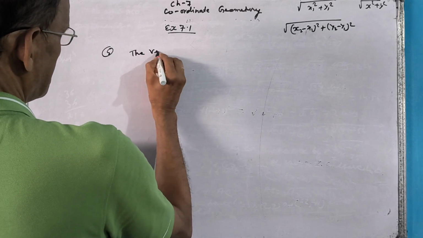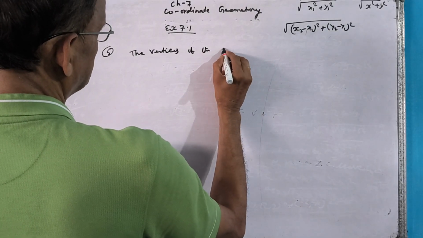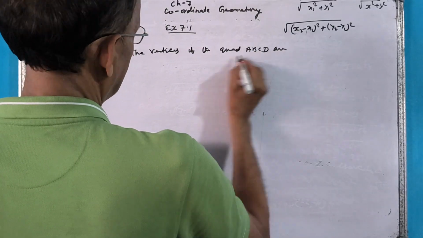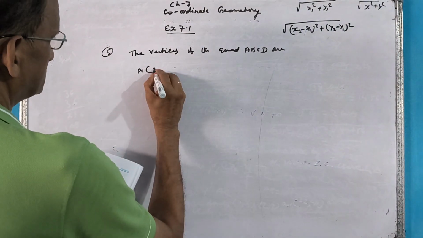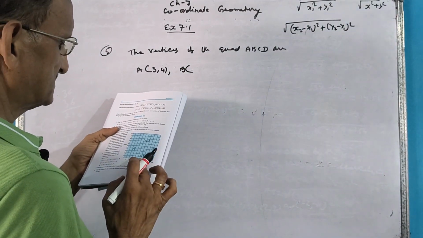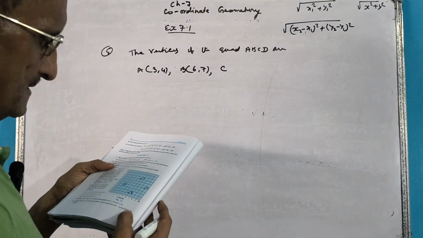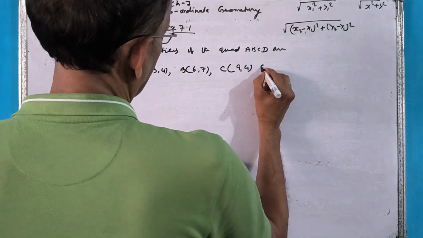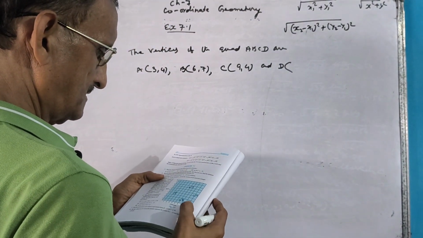The vertices of the quadrilateral A, B, C, D are: A, from the graph, is 3, 4. B is 6, 7. C is 9, 4. And D is 6, 1.